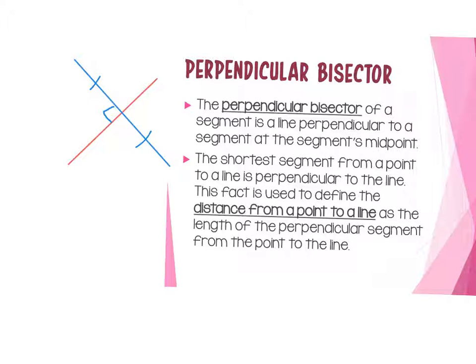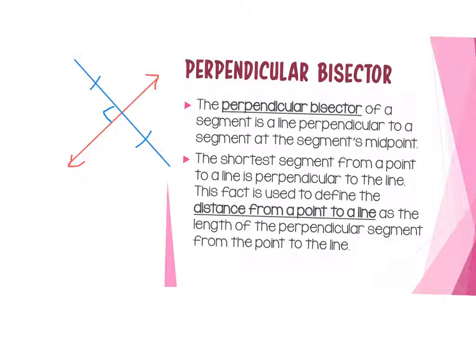So this red line, let's make it an actual line, bisects the blue segment. And it hits it at a right angle, which means that the red line is the perpendicular bisector of the blue segment. So think about what's happening here. Can I say that in reverse? Can I say the blue segment is bisecting the red line?